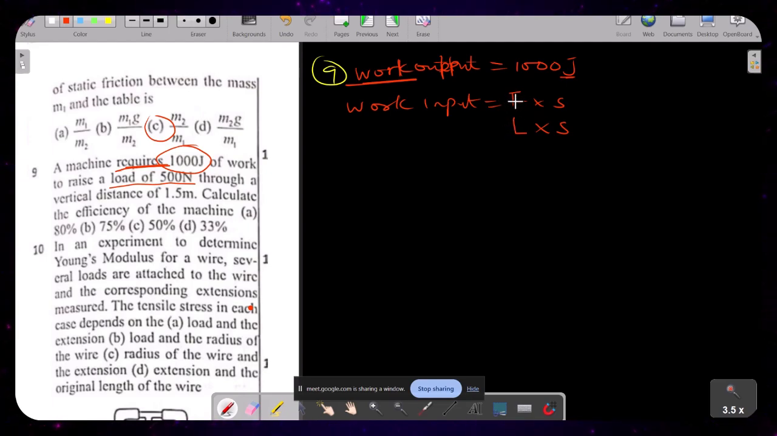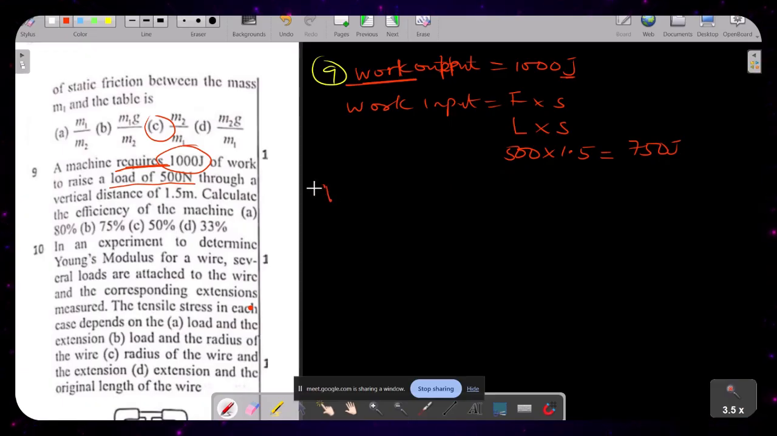So we can say this for load. So this load is a form of force. We have various forms of force. Apart from push, pull, drag, tension, load is also a form of force. Okay, so what do we do now? We'll now say that our load is 500 Newton. I'll say 500 times, and what is our distance? Our distance is 1.5. So when we multiply it, it's going to give us 750 joules.